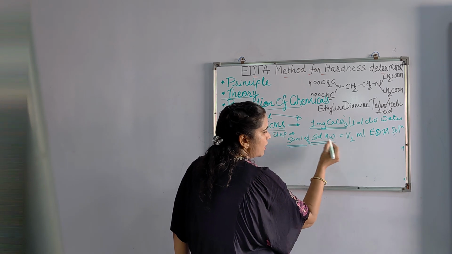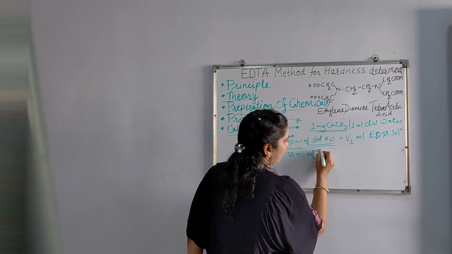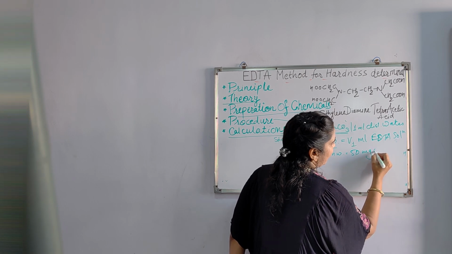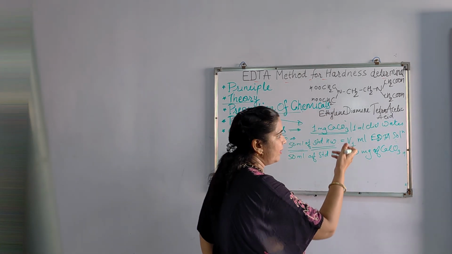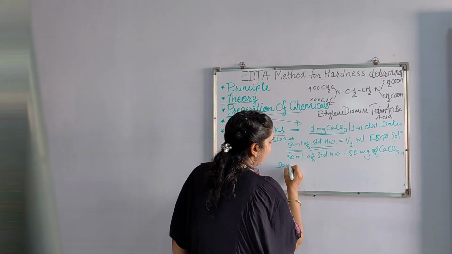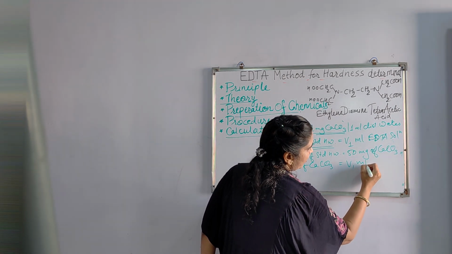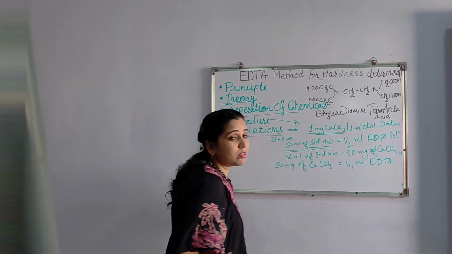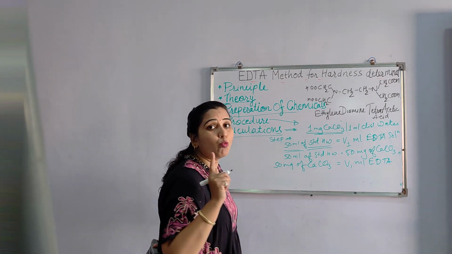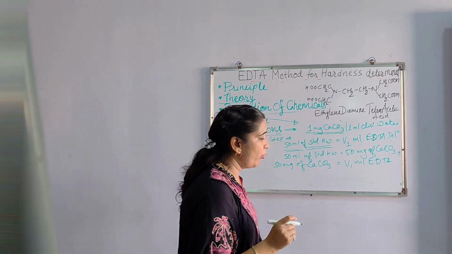So for 50 ml of standard hard water, V1 ml of EDTA, but 50 ml of standard hard water contains 50 milligrams of CaCO3, as we have prepared it here, 1 milligram for 1 ml. So from this we can write that 50 milligrams of CaCO3 is equal to V1 ml of EDTA. Just see once or twice and make sure you understood it properly. Now, for getting the standard calculations, we have to consider 1 ml of EDTA.